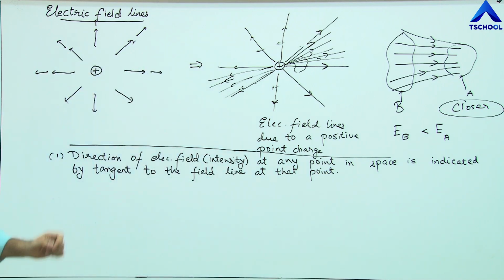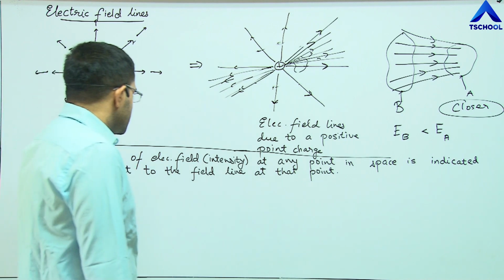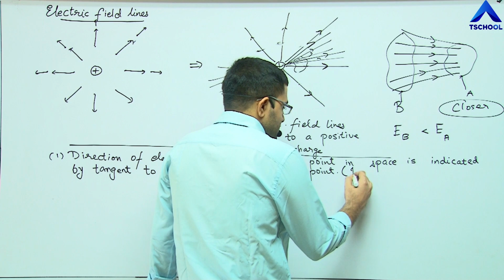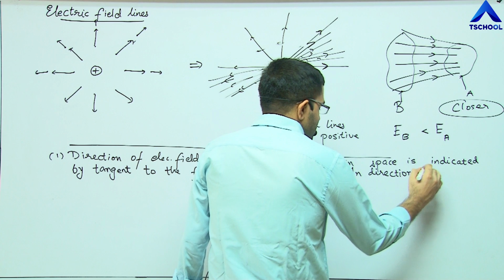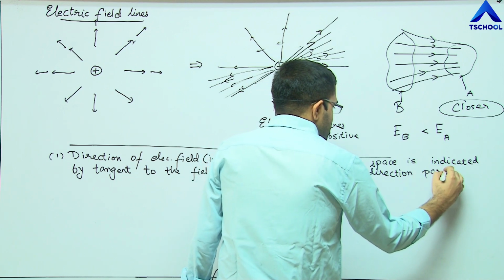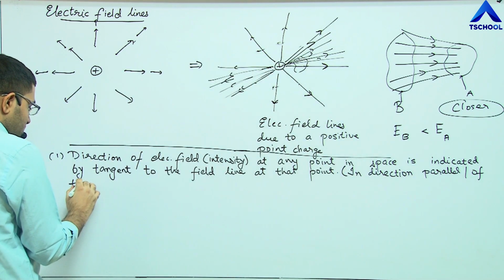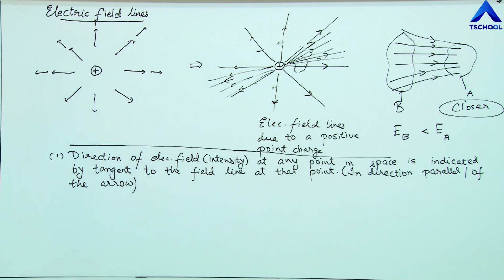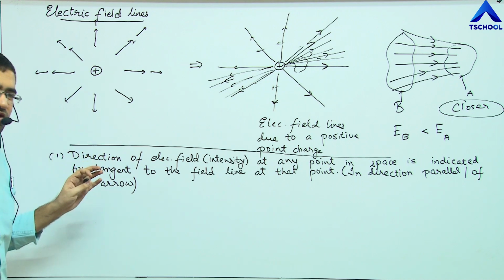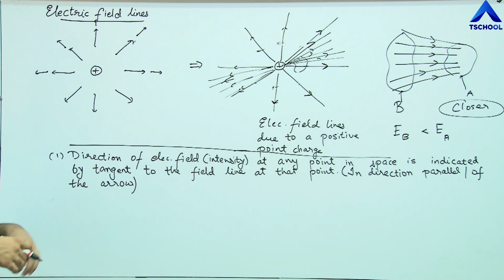Okay, is indicated by the tangent at that point, right? And obviously this is supposed to be in the direction parallel to or in the direction of the arrow. You should not forget this, right? Because a tangent is a line, right? I'll just stop over there. I'll come back to that topic later, about what happens when we draw a tangent, very shortly.